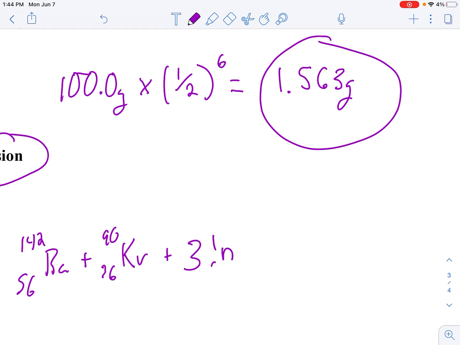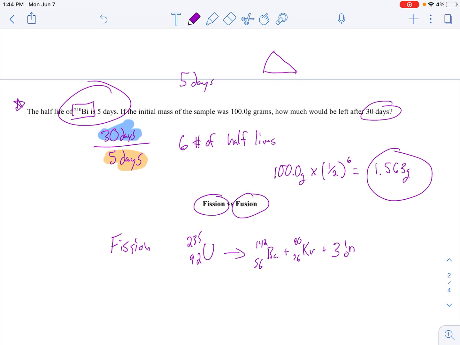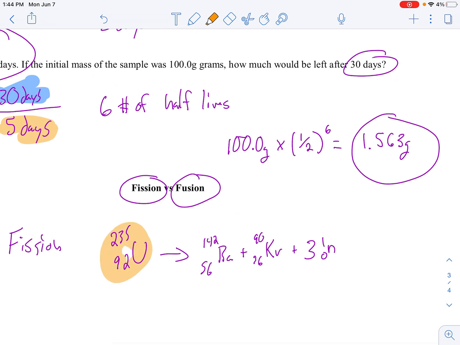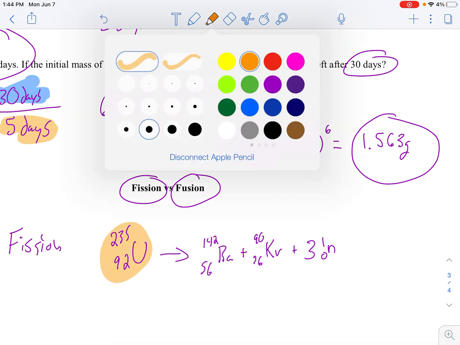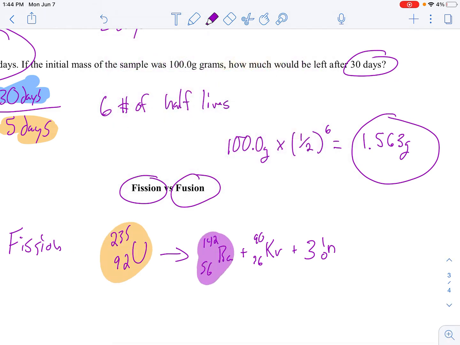3 neutrons and 1 0. So notice how I started with uranium and now I split it into smaller elements. That is what a fission reaction looks like.